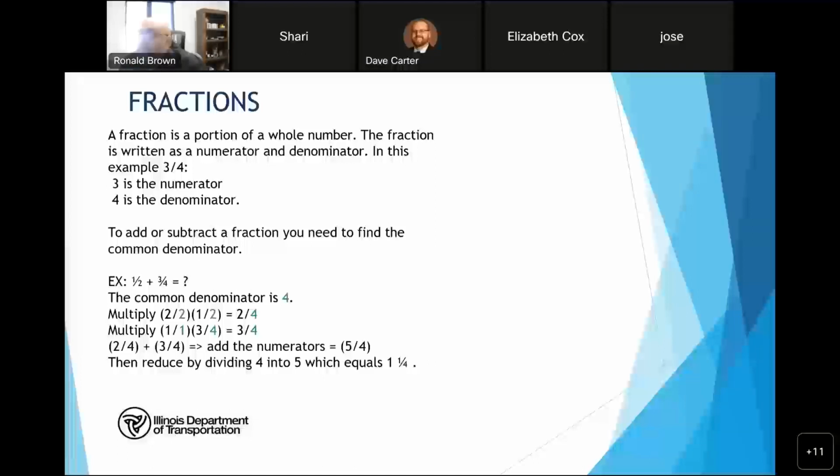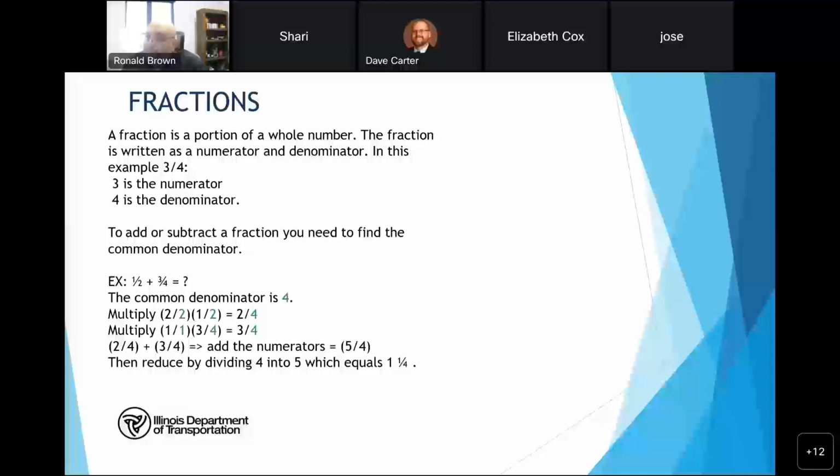Into fractions, this is a little bit more involved than your addition, subtraction, multiplication, and division. A fraction is a portion of a whole number. It's written as a numerator and denominator, one over the other. For example, 3 is the numerator, 4 is the denominator.